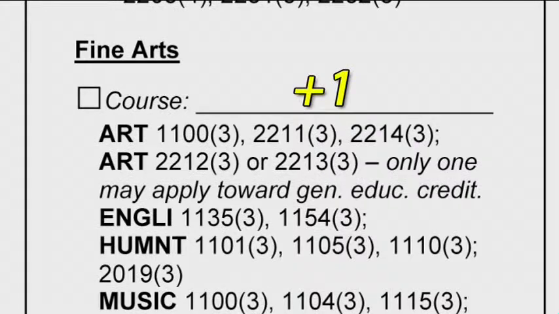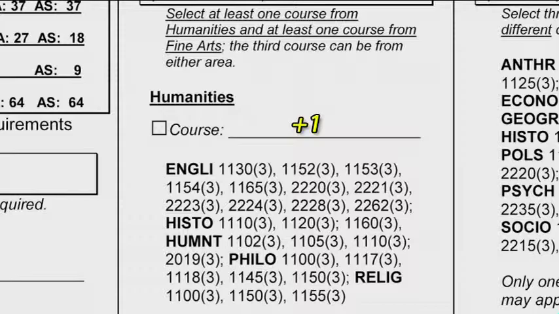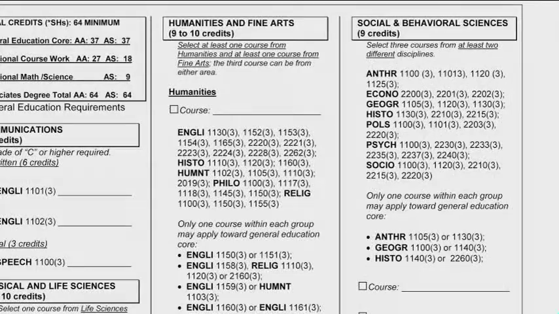Remember, you must also choose 1 course from fine arts, 1 course from humanities, and a 3rd course from either category. Plus 3 courses for social and behavioral sciences. And remember to choose from 2 different subject areas for this division. This concludes the general education section.